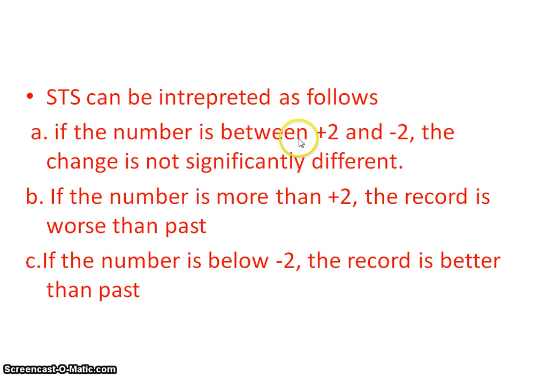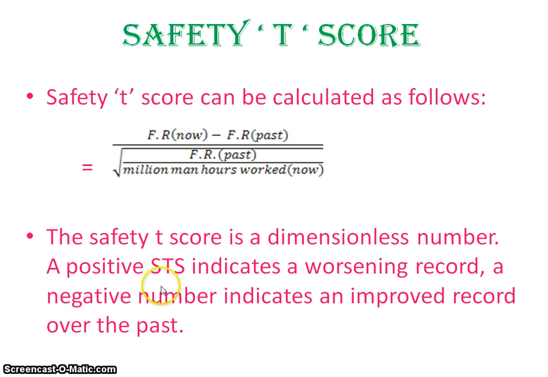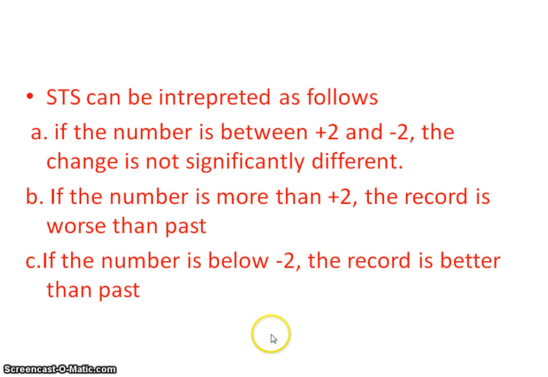If the number is between +2 and -2, the change is not significantly different. If the number is more than +2, the record is worse than past, as mentioned earlier in the previous slide. So if it is a positive safety T-score, it is a worsening record, and if it is negative, it is an improved record over the past. So if the number is more than +2, the record is worse than past, and if the number is below -2, the record is better than past.